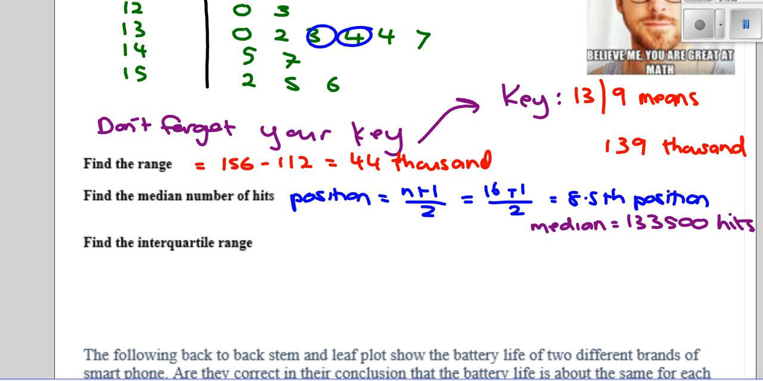So median is we got 133.5, and then putting in thousands. Oh, and find the interquartile range. Hey, how would I find the interquartile range, please? How would I find the interquartile range? On this stem and leaf, how would you find the lower quartile? Interesting. Yeah, I'll just have to do it here.